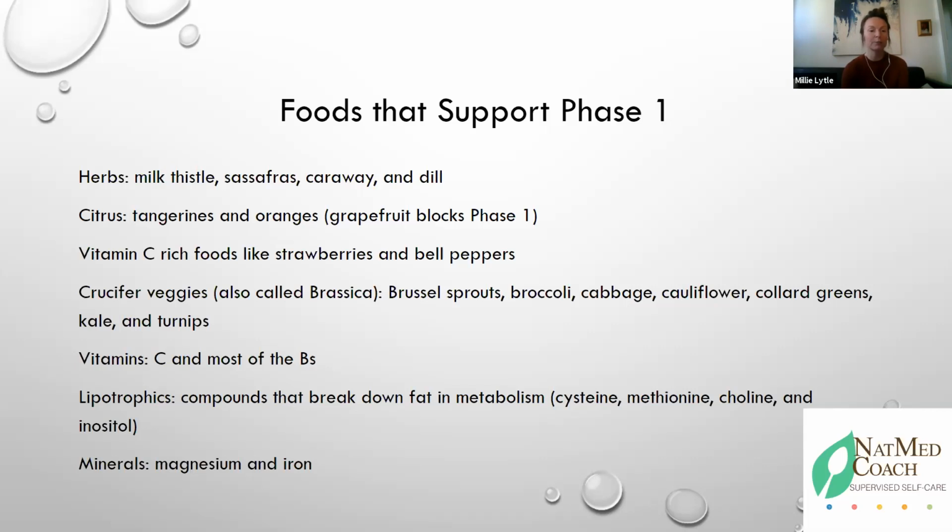Microgreens, sprouts, cruciferous vegetables, the broccoli family or the brassica family vegetables, Brussels sprouts, broccoli, cabbage, cauliflower, collard greens, kale, turnips. These help to support phase 1. So these activate this cytochrome P450. And not only do they neutralize harmful chemicals, but they're also specifically good at breaking down estrogen into safe metabolites.